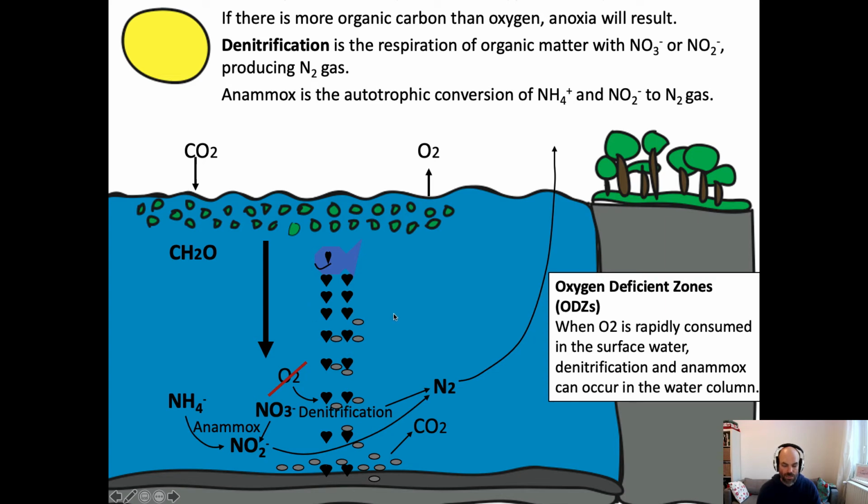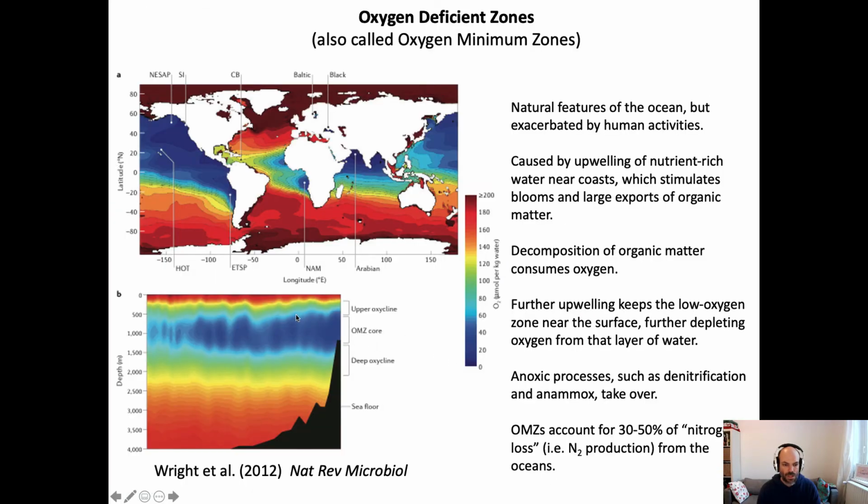And in those places, you can get denitrification and anammox occurring in the water column at some depth just below the surface, and you don't have to wait. They don't have to wait for the organic matter to get to the sediment before they can act. You can find them in the water. So here is an explanation of where in the world you find these things.